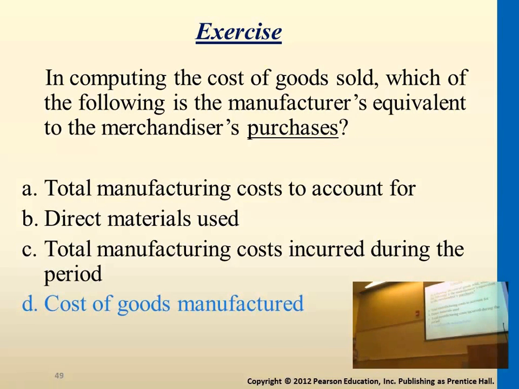Okay, direct materials is only part of it. Total manufacturing cost to account for is still only part of it, not considering ending work in process yet. Total manufacturing costs incurred during the period, again, is here. Total manufacturing costs incurred during the period. Yes, that's not considered the ending part either, the ending work in process. That's the category that appears in the middle here.